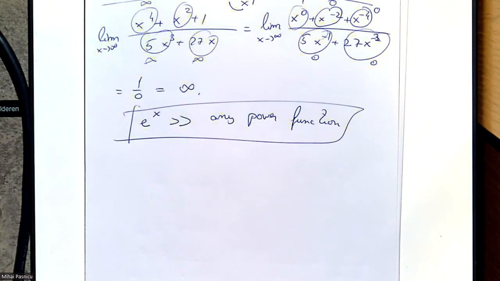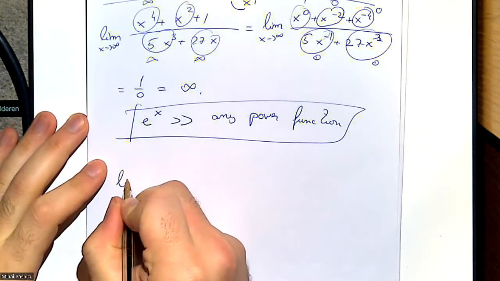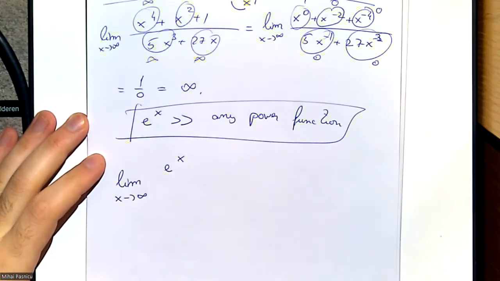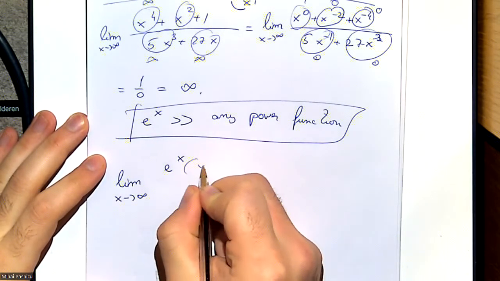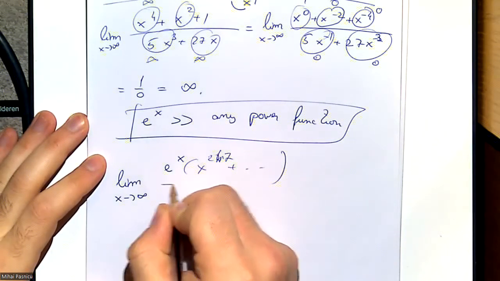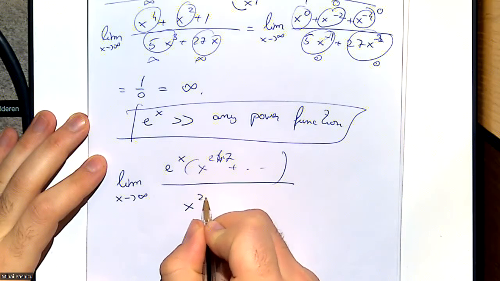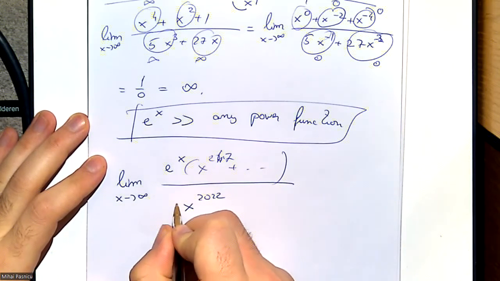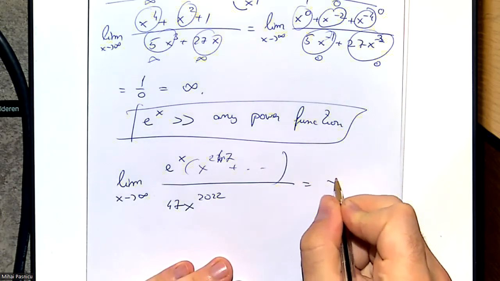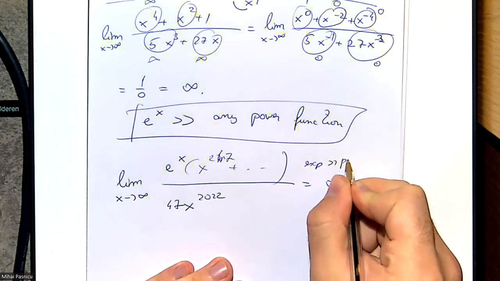Now, the problem with this is, obviously, if your limit looks something like this: limit as x goes to infinity of e to the x over some x to the power of 247 plus etc., over x to another power, 2022, something like that. Then automatically you can just say exponential is bigger than power function and you're done. This is equal to infinity because exponential is bigger than power function.